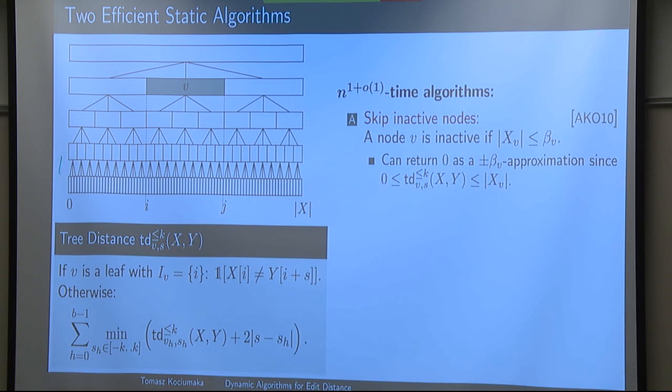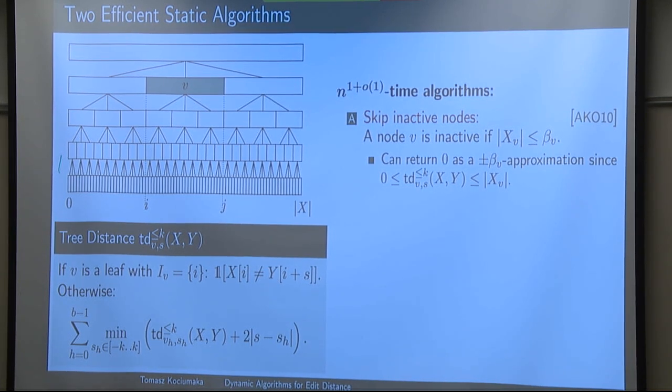And how can we use this to speed up the algorithm? Well, in particular, if the node corresponds to a very short substring, then it's very easy to come up with a good approximation. So if this length of xv is already smaller than the precision beta v, we can just output 0. The distance will always be between 0 and the length. And if you allow approximating up to plus minus beta v, 0 is already good enough answer.